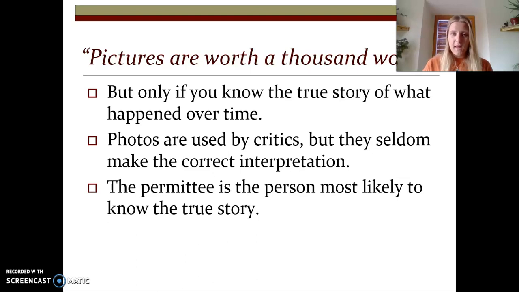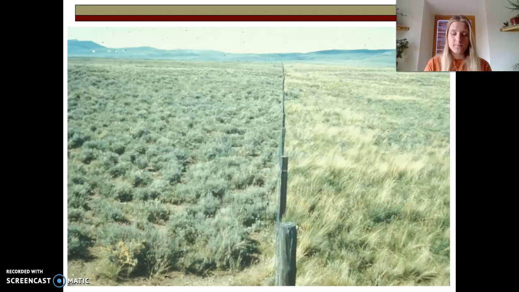So take it, look at the picture, assess the picture, but also gather input and data from the actual sources such as the permittees in a rangeland system. And this goes for most anything.